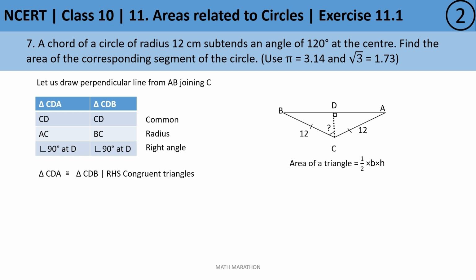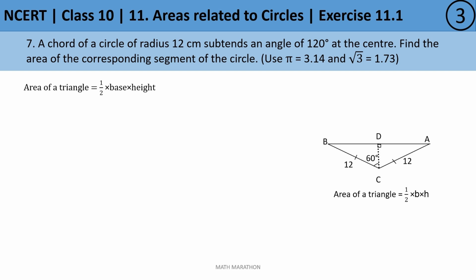Triangle CDA and triangle CDB are congruent triangles. Angle DCB is equal to angle DCA, because in congruent triangles, angles are equal. Angle DCB plus angle DCA is equal to 120 degree. Twice of angle DCB is equal to 120 degree. Let us divide the equation by 2. We get angle DCB is equal to 60 degree.